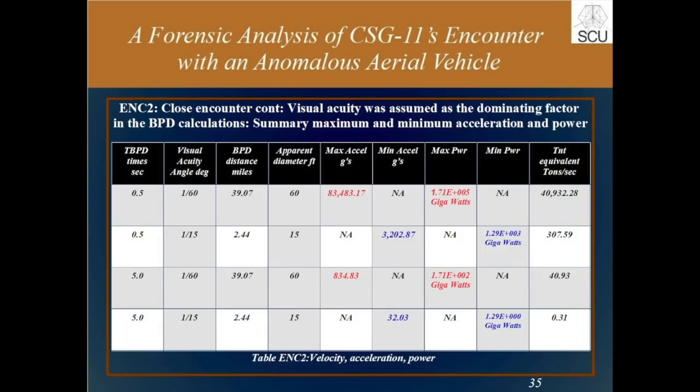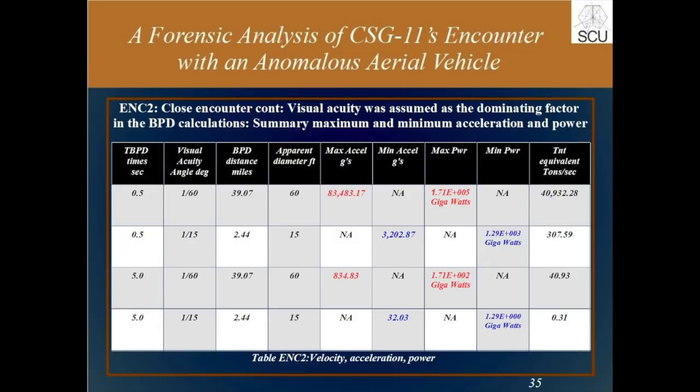Okay, let me summarize it in this table here. I have the maximum and minimum case. For the half second and perfect vision, you have 83,000 G's. The power to do this for a 1-ton Tic Tac is 1.71 times 10 to the fifth gigawatts. That's actually 20,000 large power plants in order to have this kind of capability.